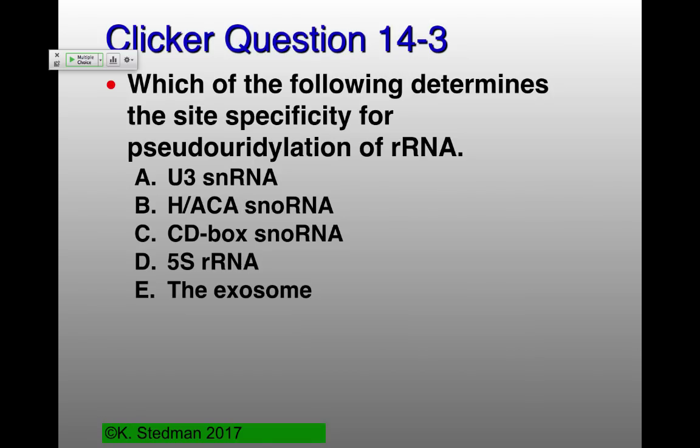So now we'll have our clicker question. Sorry for going a little too ahead of myself here. Which of the following determines the site specificity for pseudouridylation of a ribosomal RNA? U3 snRNA, H/ACA snoRNA, C/D box snoRNAs, 5S RNA, or the exosome?